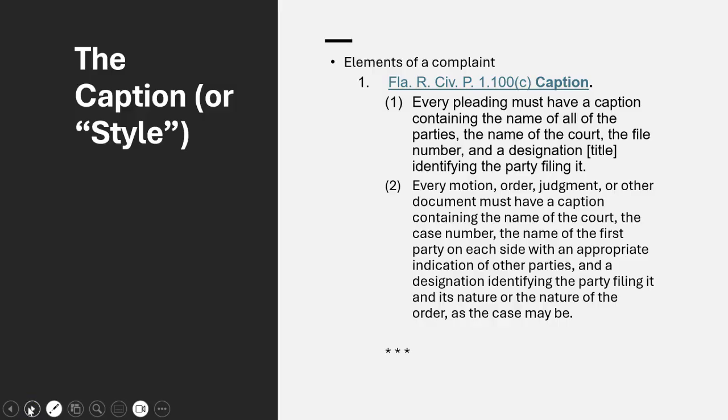So the caption or the style is described in Florida Rules of Civil Procedure 1.100(c), and every pleading must have a caption containing the name of all the parties. Every motion, order, judgment, etc. must have a caption. And I will show you an example here in just a minute.